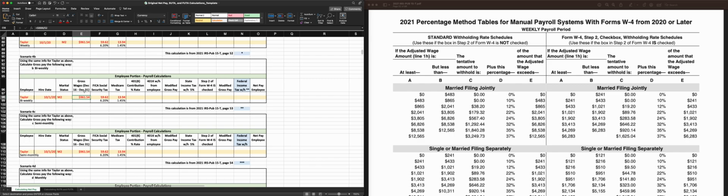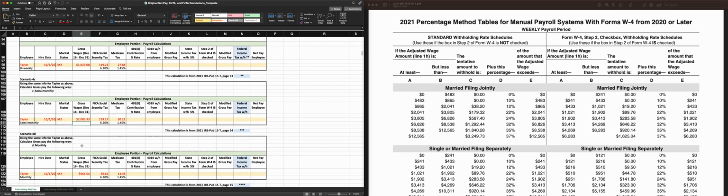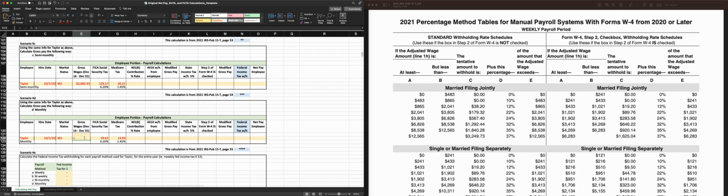So we have 50,000 divided by 52. This is 50,000 divided by 26 because it's bi-weekly. And then this is semi-monthly, which is twice a month, so this is 50,000 divided by 24. And then this is monthly, which is 50,000 divided by 12.